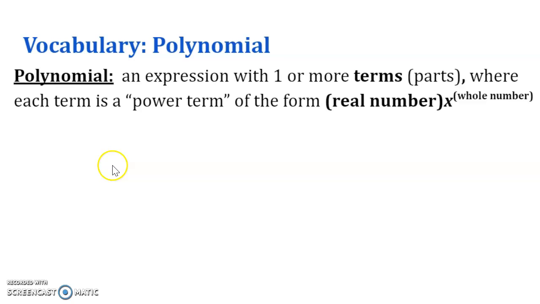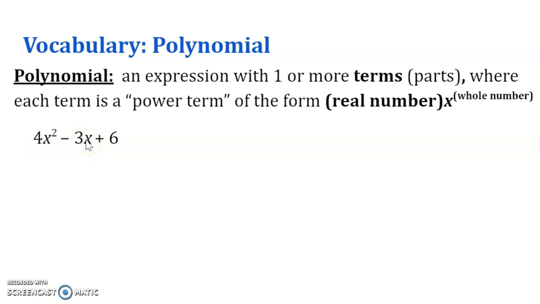So another vocabulary, polynomial. Polynomial is an expression with one or more terms or parts where each term is a power term of a form, real number multiplied by x to the power of whole number. Okay, let's see some example. So here is a variable x being raised to the power of 2. So 2 is a whole number, and that is being multiplied by 4. That's also a real number. Okay, 4 is a real number, and 2 is a whole number, so this is a polynomial.